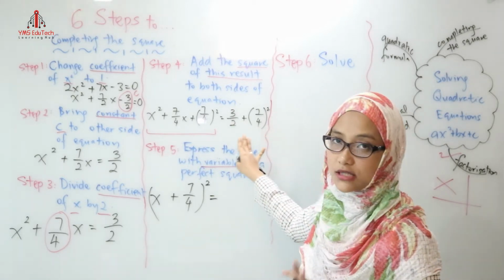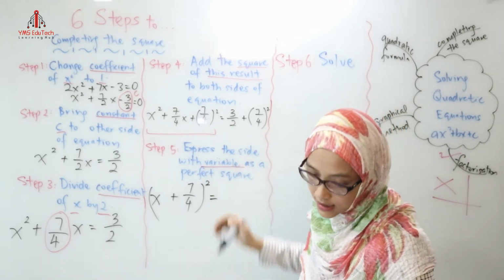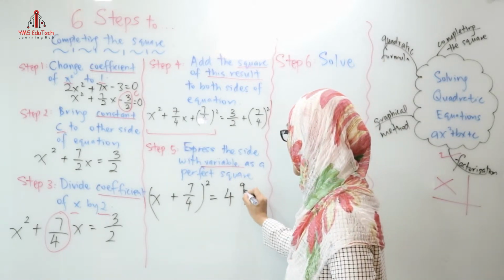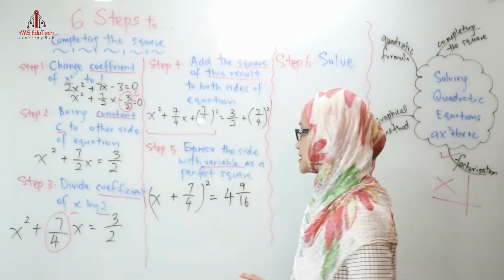Because this side is just constant, it's just numbers. So when I compute using my calculator, I will get 49 out of 16.